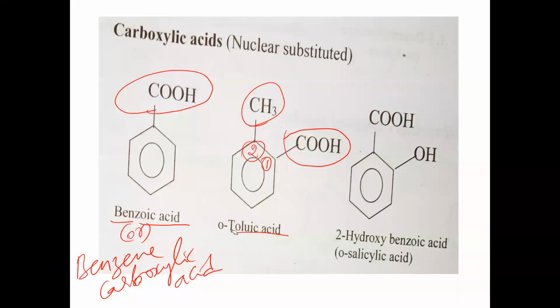So what is ortho-toluic acid? Toluic acid contains which substituents on the benzene nucleus? The COOH group and the CH3 alkyl substituent. These two will be present on the benzene nucleus. It is called ortho-toluic acid. Toluene and benzoic acid together give the name toluic acid.